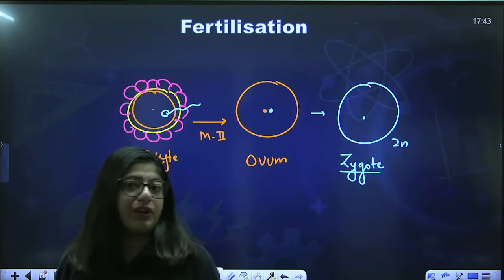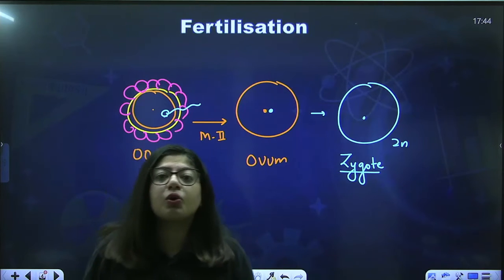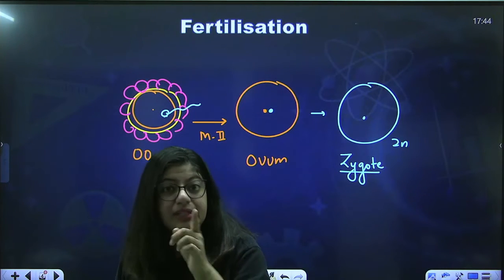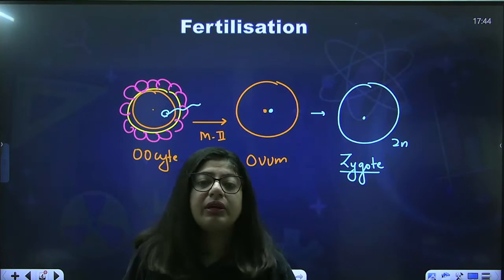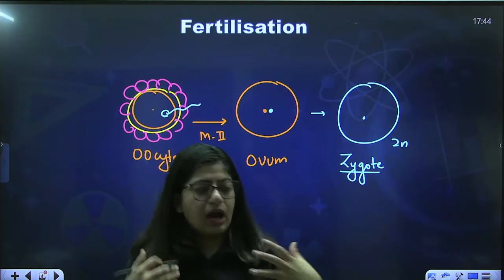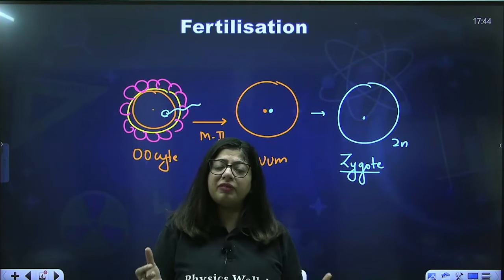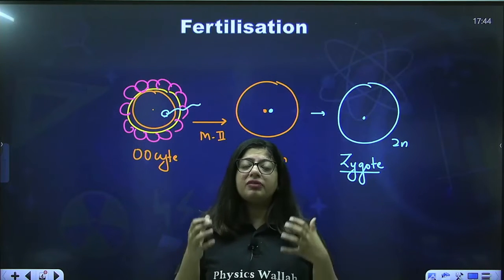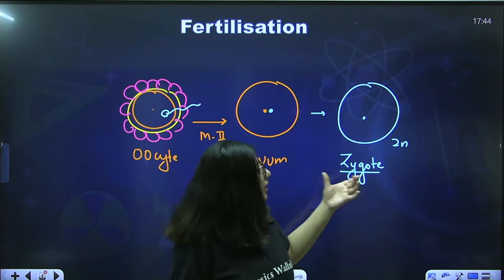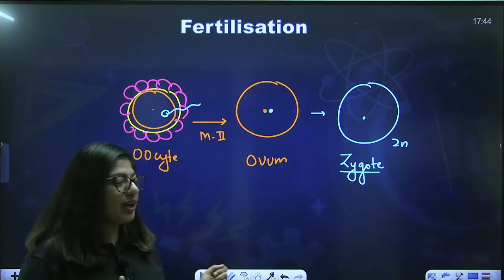Now let's see what will happen next, because from the zygote the entire human being is going to form. So definitely we need to increase the number of cells. I am multicellular, right? When a baby is formed, it's a complete baby with organs. So how is the baby with organs formed from just a single cell known as zygote? That's the beauty of nature. So let's see what happened.